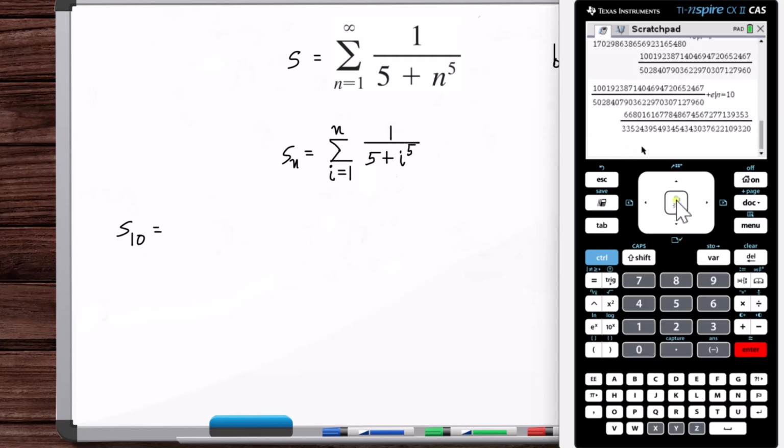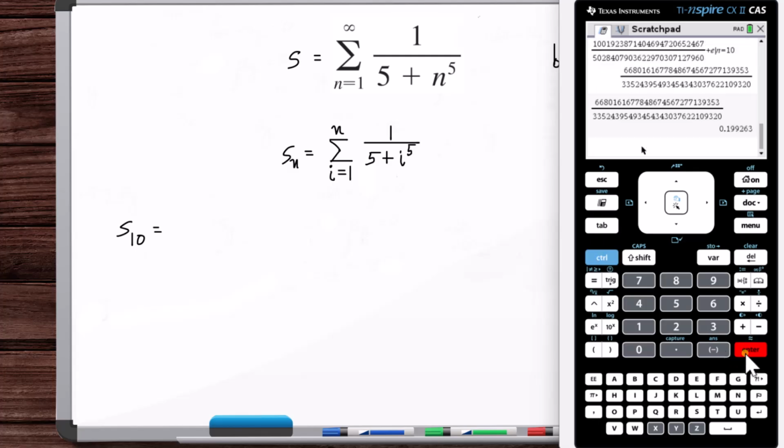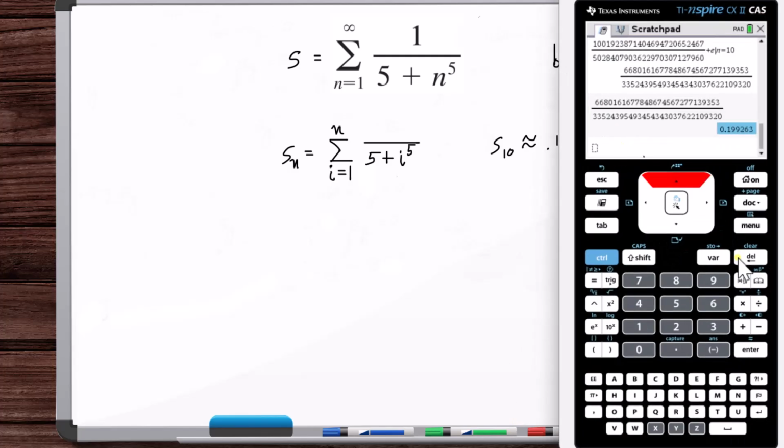Okay, so there we go. I'm not writing that out. 0.199263. So S of 10 is approximately equal to 0.199263. Okay, let me clear all this.